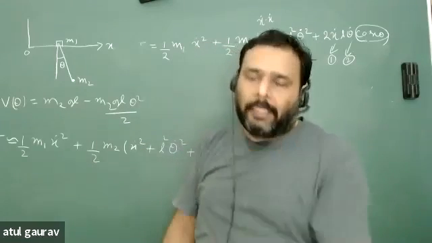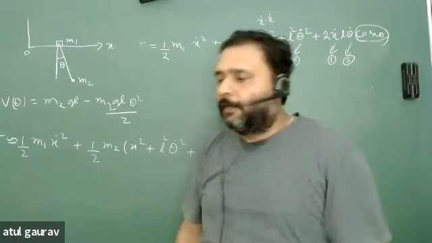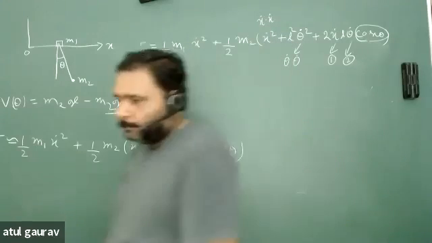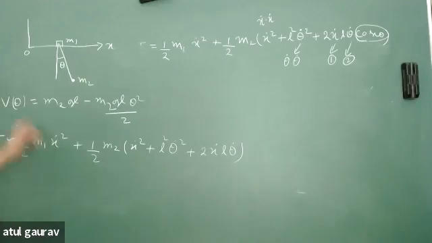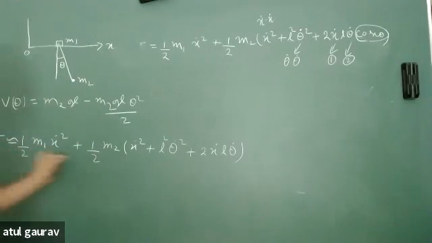Now I will write the new Lagrangian in the approximated form. Okay? Okay, sir. So this is my approximated potential energy. This is my approximated kinetic energy. So let's try to write the Lagrangian.